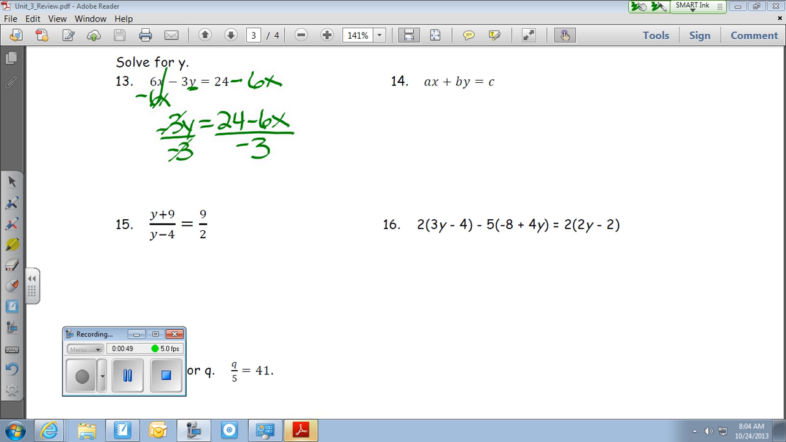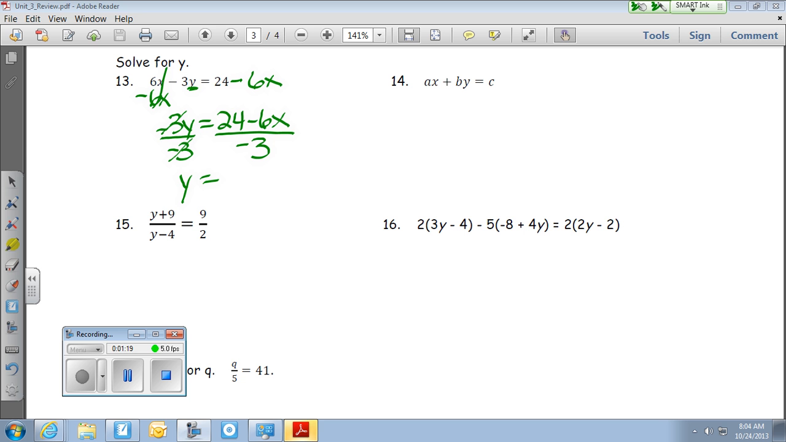Now I noticed on the QCA some of you were just putting the negative 3 under one of the terms on the right, but it needs to go under the whole thing. It's negative 3, it's the whole expression, 24 minus 6x, that is being divided by a negative 3. Now, if you want to, this would be acceptable as an answer, 24 minus 6x over negative 3, but some of you may notice that that can be simplified even farther.